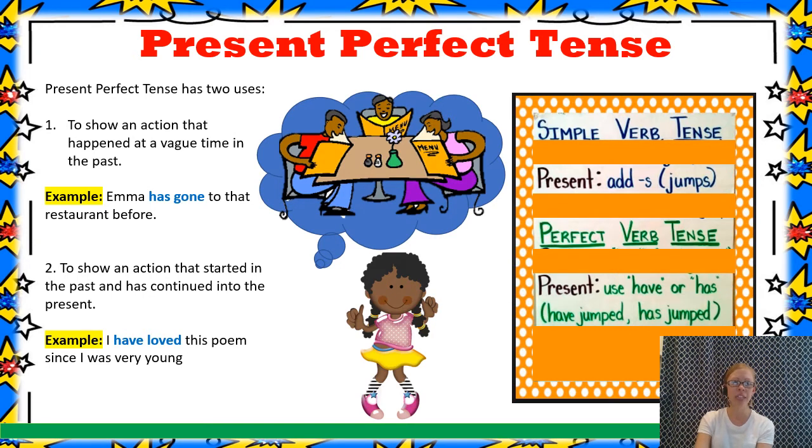For example, Emma has gone to that restaurant before. We don't say exactly when she went, and that's not important. We just say she has gone. Has gone is that present perfect part, sometime in the past.